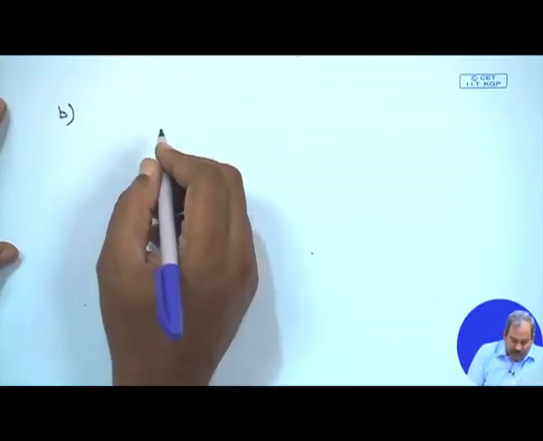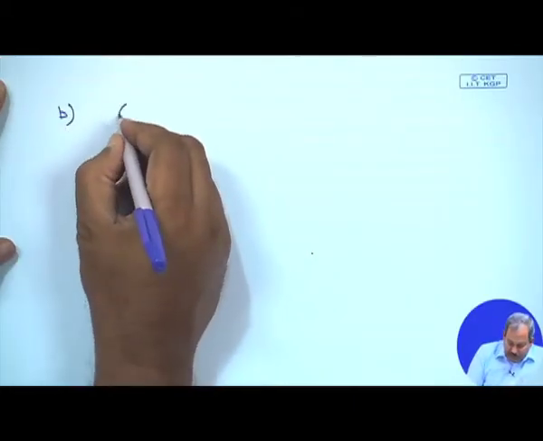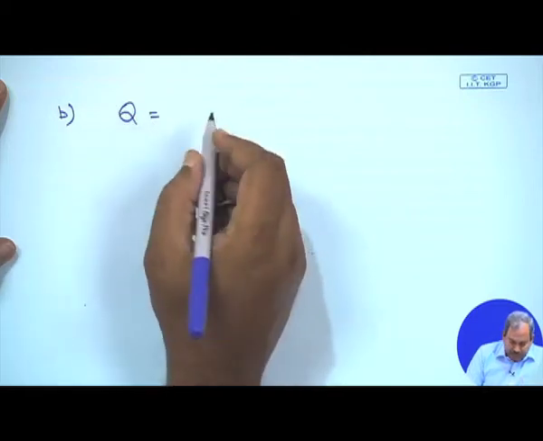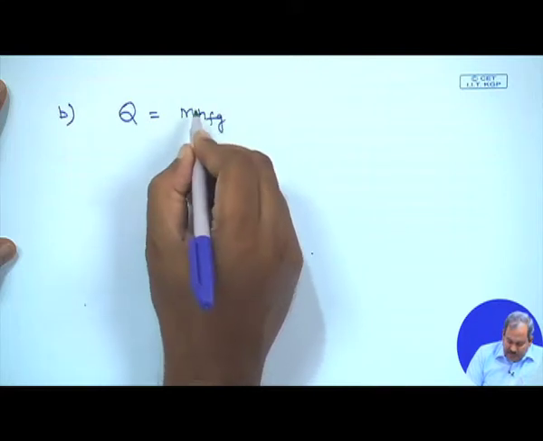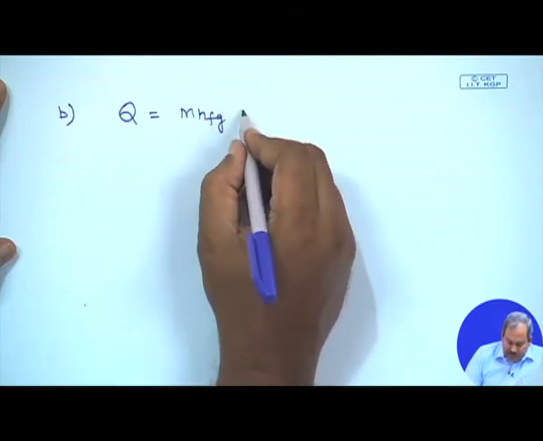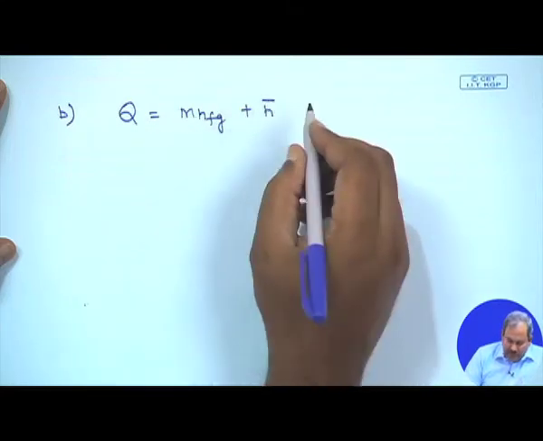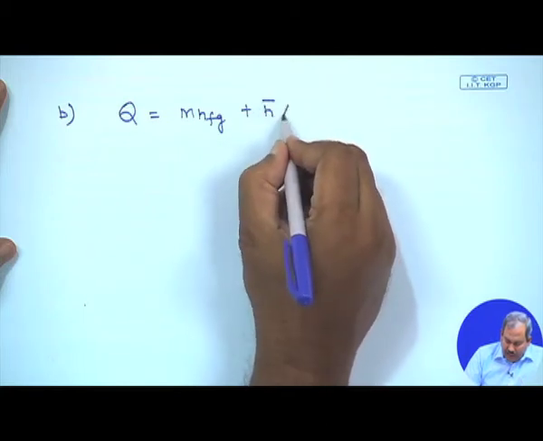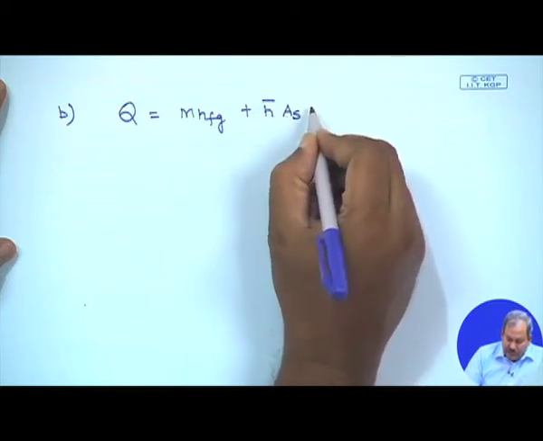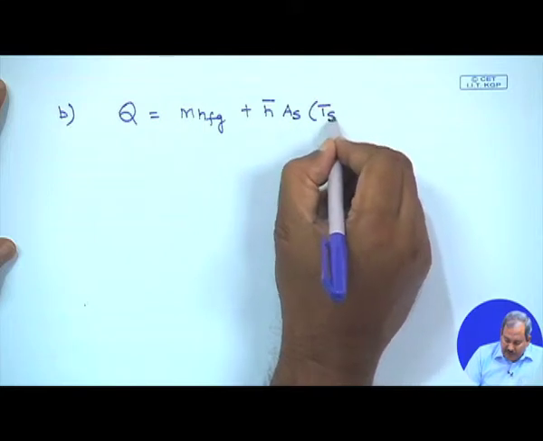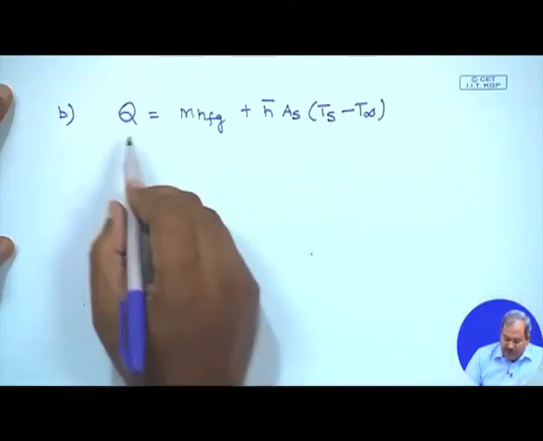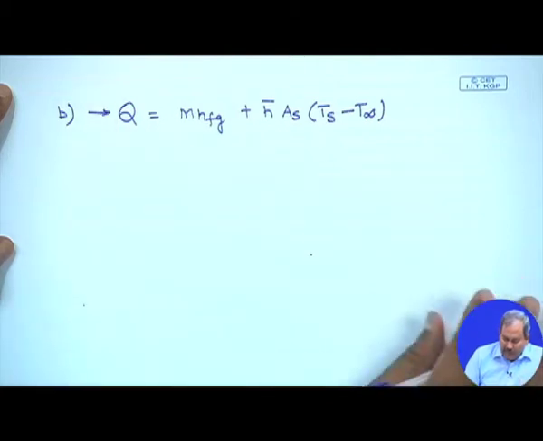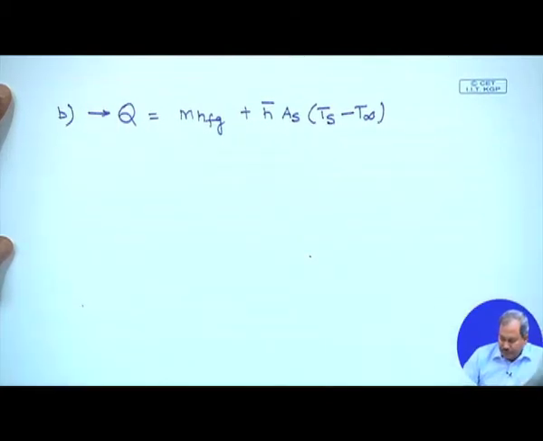So, in part B, as we have done in the previous problem as well, the total energy Q would simply be equals m HFG. So, this is due to evaporation plus convective heat transfer coefficient, average value of convective heat transfer coefficient, the area multiplied by temperature of the surface minus temperature at a point far from it. So, this is the relation which I am going to use right now.